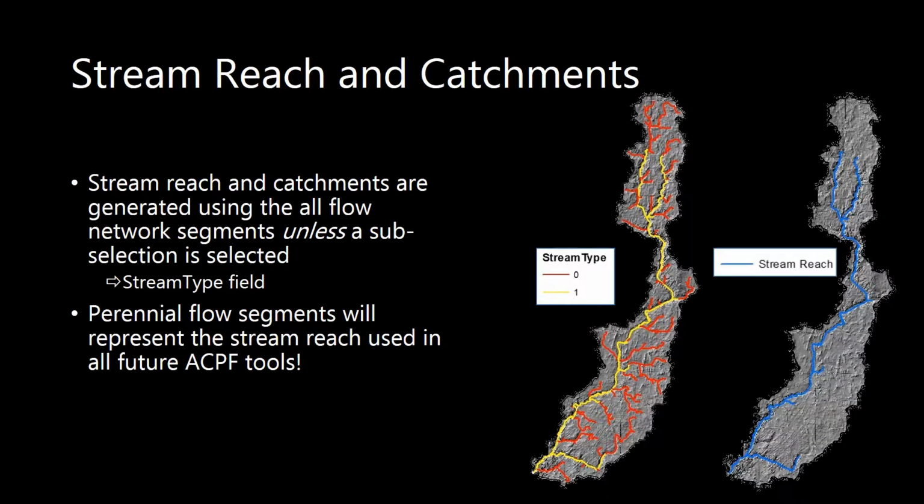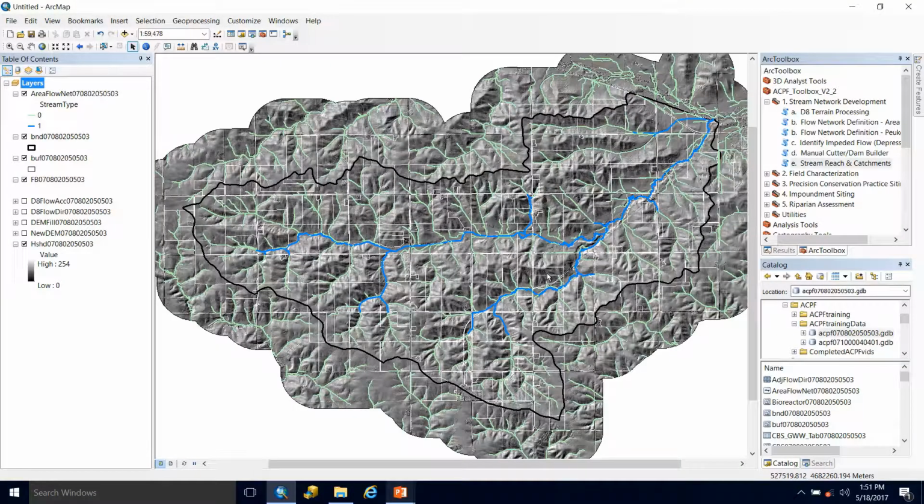Previously, if you did not take the time to code your perennial network, then this tool would consider every single flow path a part of your stream reach, which is inappropriate. So previously, we had gone in and coded our perennial network using a value of 1. All other flow paths were given a value of 0. So when we run this tool, we'll be making a subselection saying only create the stream reach based on a stream type value of 1. And then we'll have an accurate stream reach. And this is going to be the feature class that we use in all future ACPF tools when a stream reach is asked for.